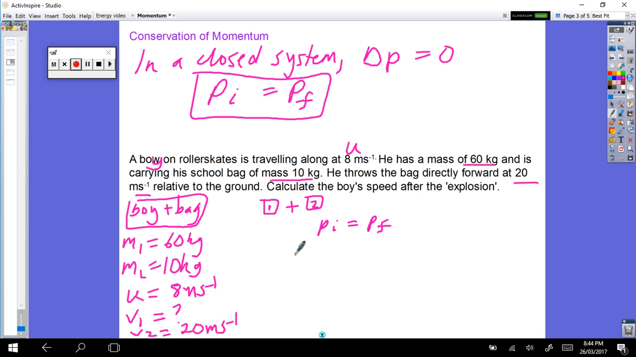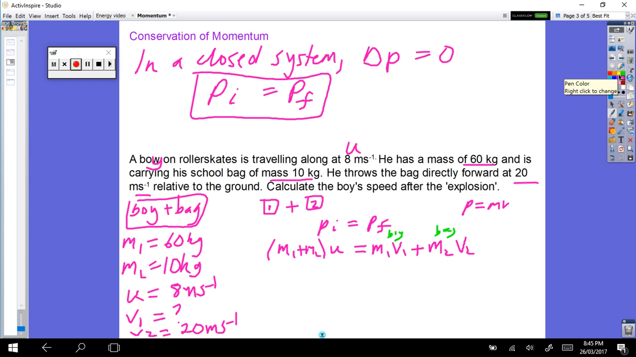Now initially the momentum, remember that momentum is mass times velocity. Initially the boy and the bag are one thing, so it's going to be M1 plus M2 times the initial velocity u. So that's the initial momentum. Now for the final momentum, we have two different bodies, so we're going to have two momentums. We're going to have M1 V1, which is the boy, plus, because it's a closed system, M2 V2. This is boy, and this is bag.